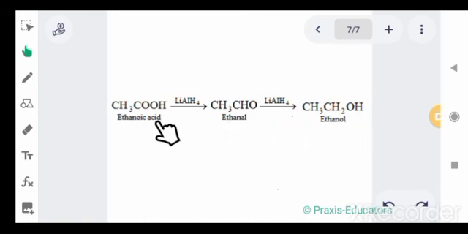Well, the reverse process is oxidation. Recall that if you oxidize ethanol with, for instance, K2Cr2O7, you first of all get ethanal, then finally ethanoic acid. So that's the reverse process.